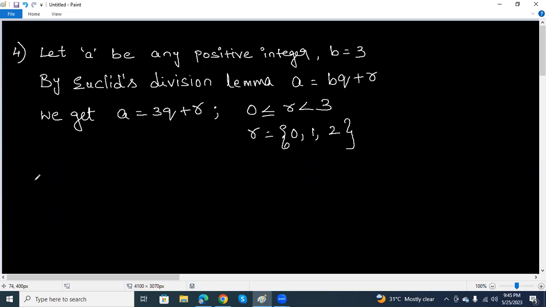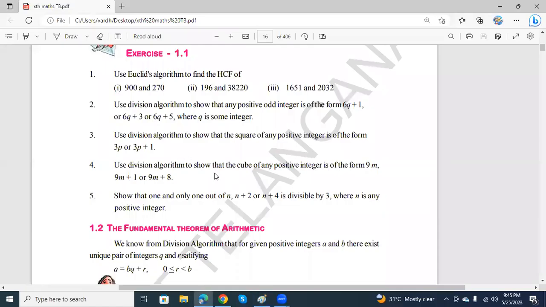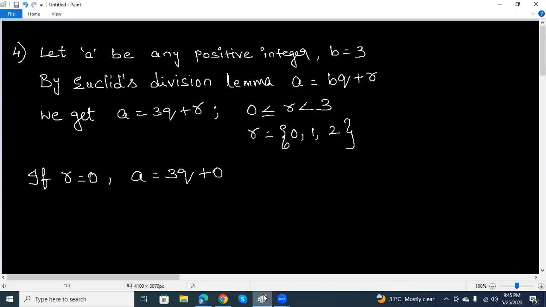First one, if r is equal to 0, then a is equal to 3q plus 0. What did they say in the problem? Cube of any positive integer. So we need to take the cube. a cube is equal to what? 3q plus 0 is 3q only, so 3q whole cube. I am going to show this is either 9m, or 9m plus 1, or 9m plus 8.